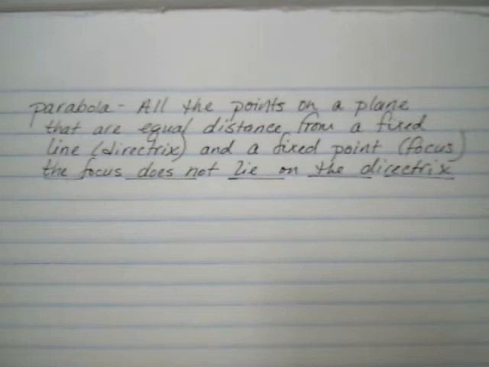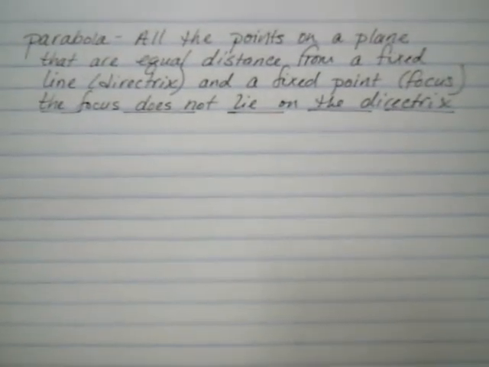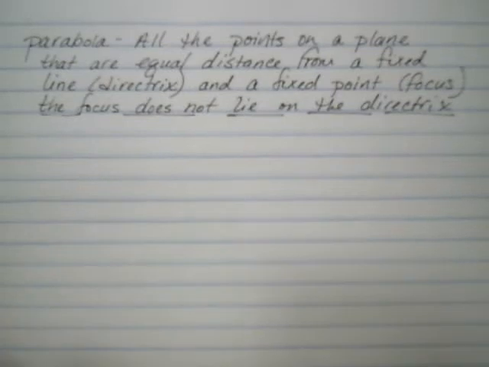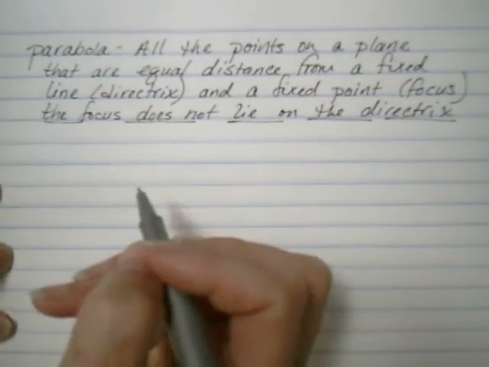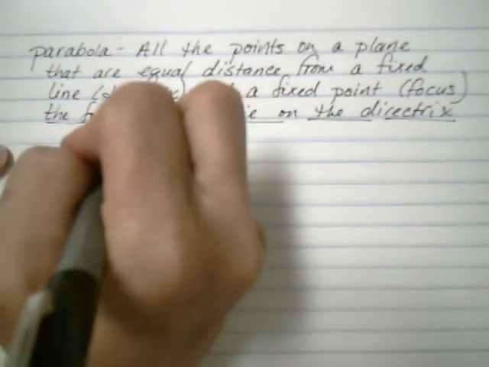So it's all the points on a plane that are equal distance from a fixed line, which we call the directrix, and a fixed point, which we call the focus. The focus does not lie on the directrix. Now, you might hear this and just hear a lot of blah, blah, blah. So let's do this. I'm going to draw a picture, and from this picture, we're actually going to generate the equation for a parabola.